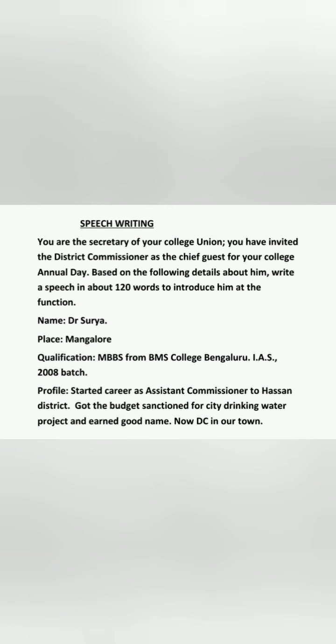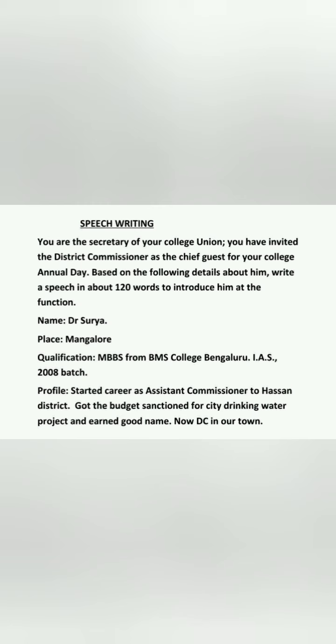So let's see that. This is an example. The question will be given like this. You are the secretary of your college union. You have invited the district commissioner as the chief guest of your college annual day. Based on the following details about him, write a speech in about 120 words to introduce him at the function. So now you have invited the district commissioner of your district to the college annual day function, and now you are supposed to speak about that person. The details are given below.